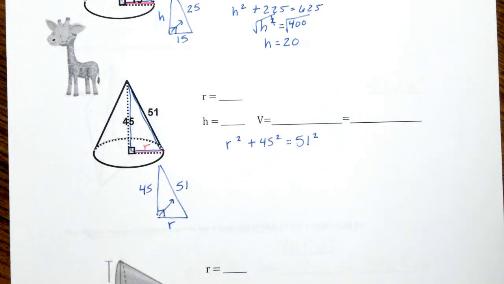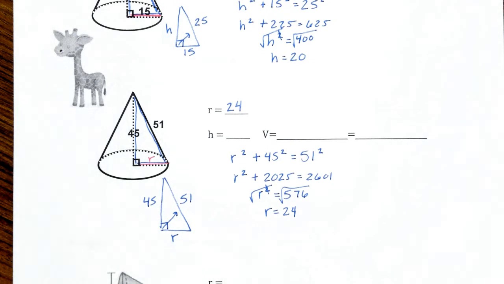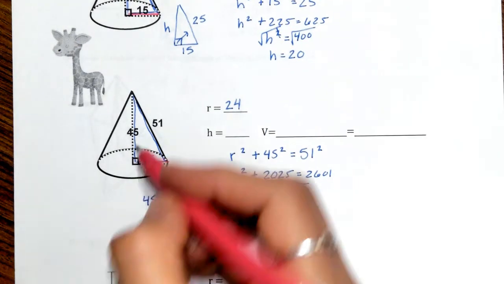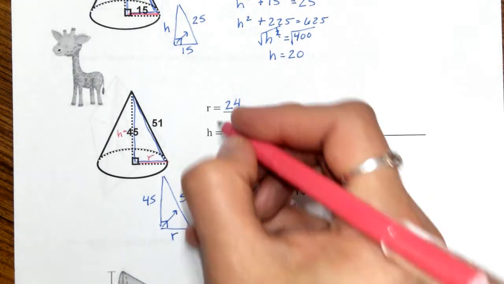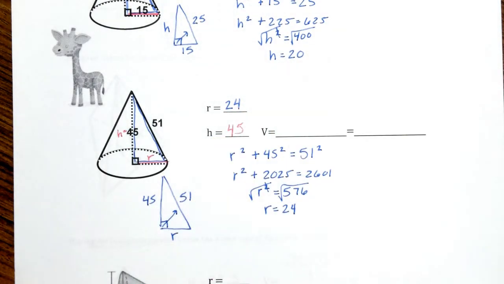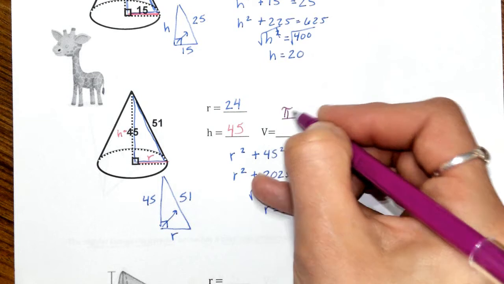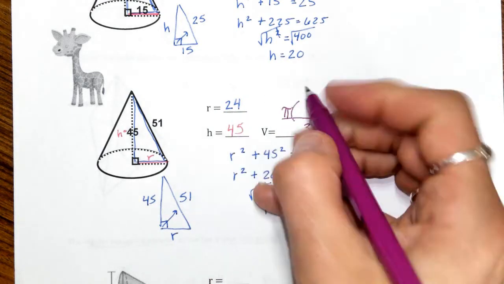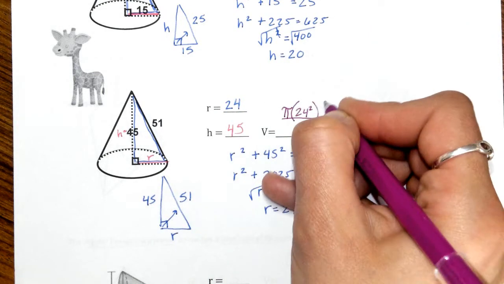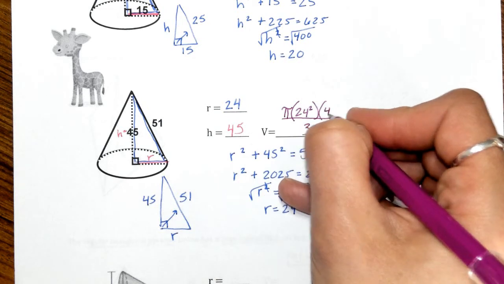Please pause it, get caught up, solve it, resume to see if you got the correct answer. Pause it now, please. We should have found our radius to be 24. Again, here we already have our height of 45. So let's plug into our formula. We're going to have pi r squared h on top and the 3 on bottom. So pi, radius squared, 24 squared, times the height of 45.